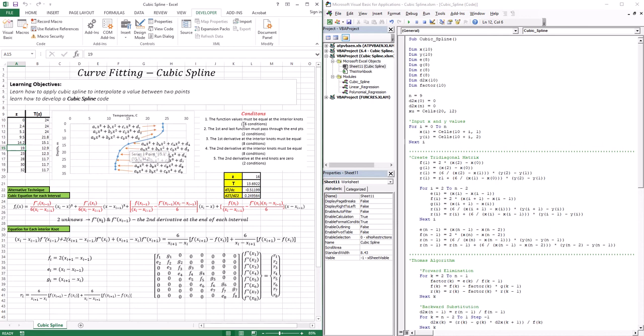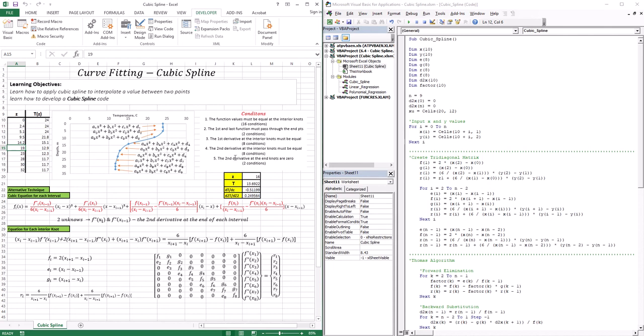So we have 18 and 8. That gives us 26 equations, so we have 10 more equations left to find. Another condition is that the second derivative at the interior knots must be equal. Much like the first derivative has to be equal, the second derivative also has to be equal. So we have 8 more conditions, and now we're up to 34. So we have 34 equations to get the 36 unknowns, with 2 more equations left to develop.